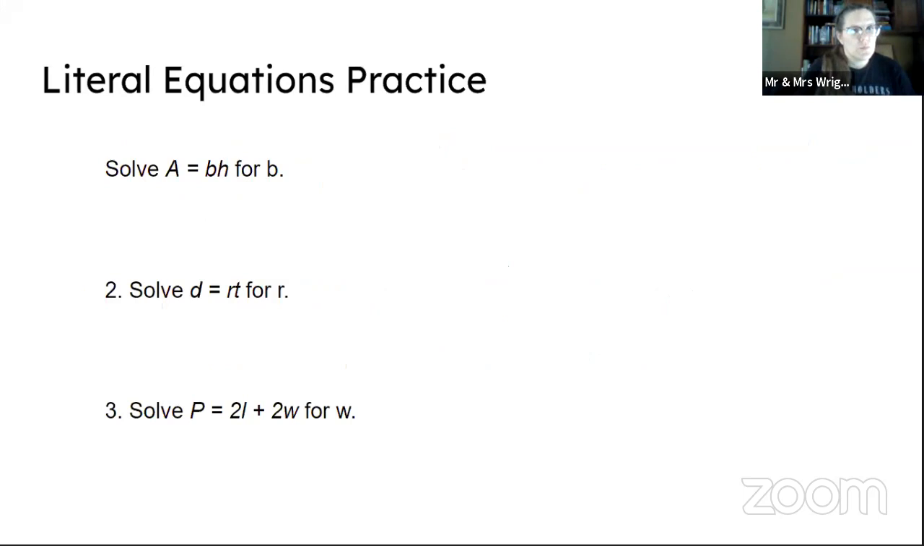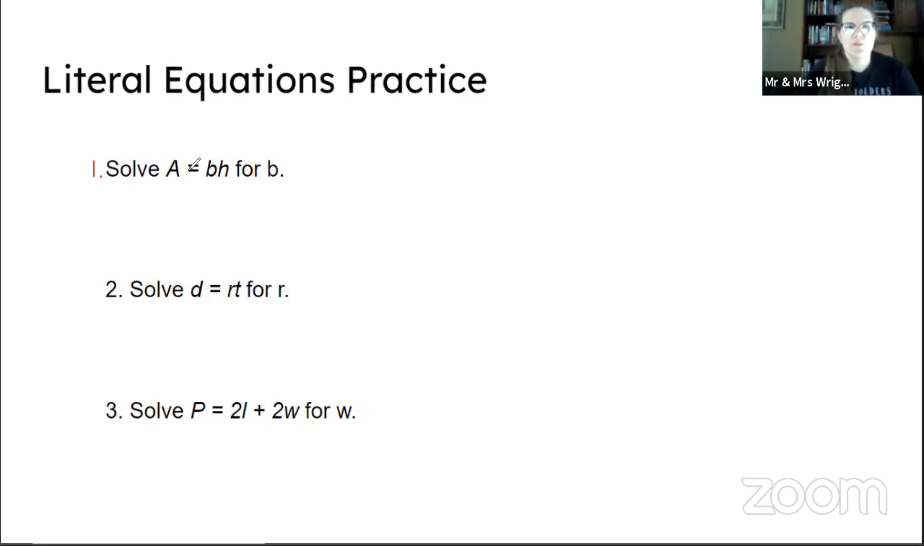So we have some literal equations practice for you. I told you it was a quick lesson. So here we forgot number 1 there. In number 1, you're going to solve for B. So A equals B times H, solve for B. Here, you're going to solve for R. Here, you're going to solve for W. So I want you to go ahead and pause the video and see if you can get these done yourself. Then unpause when you're ready to go over the answers.